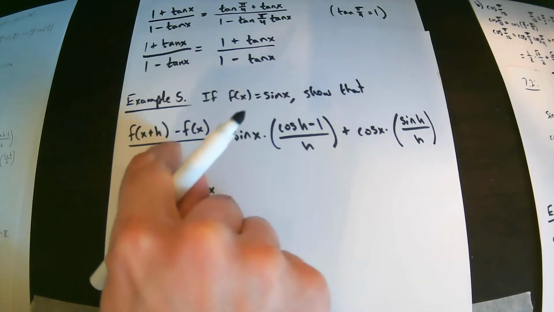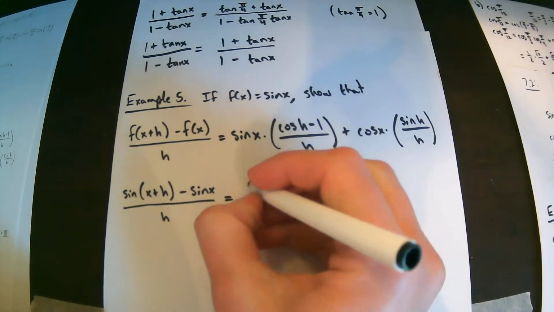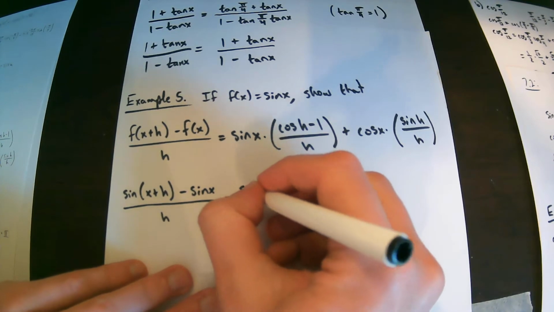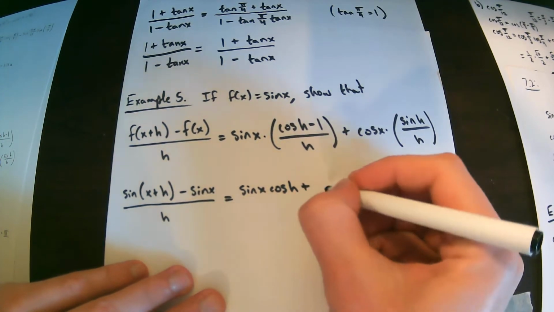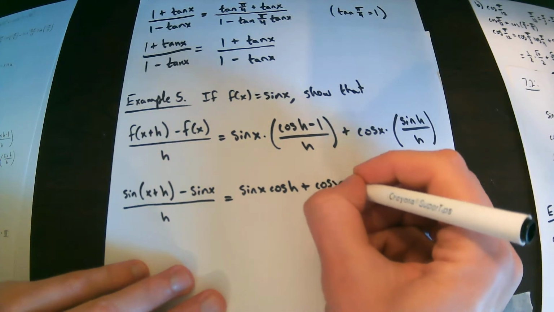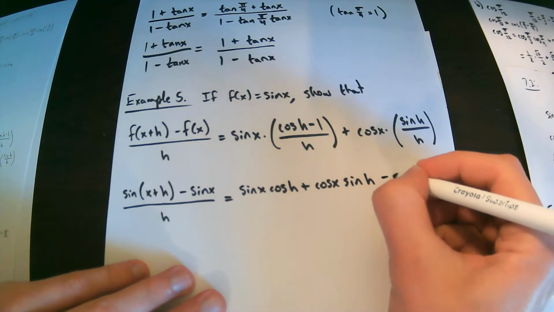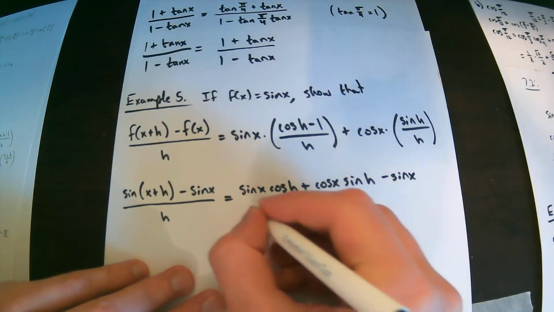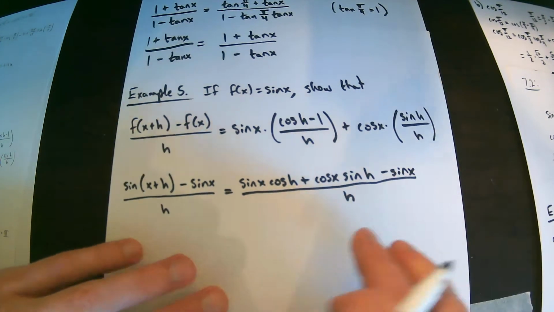So I'm just working this side, and I'm going to work this side this way. Sine of x plus h, I have a formula for that. That's going to be sine of x times cosine of h plus cosine of x times sine of h, and then minus sine of x, all over h. And I think that's basically it.